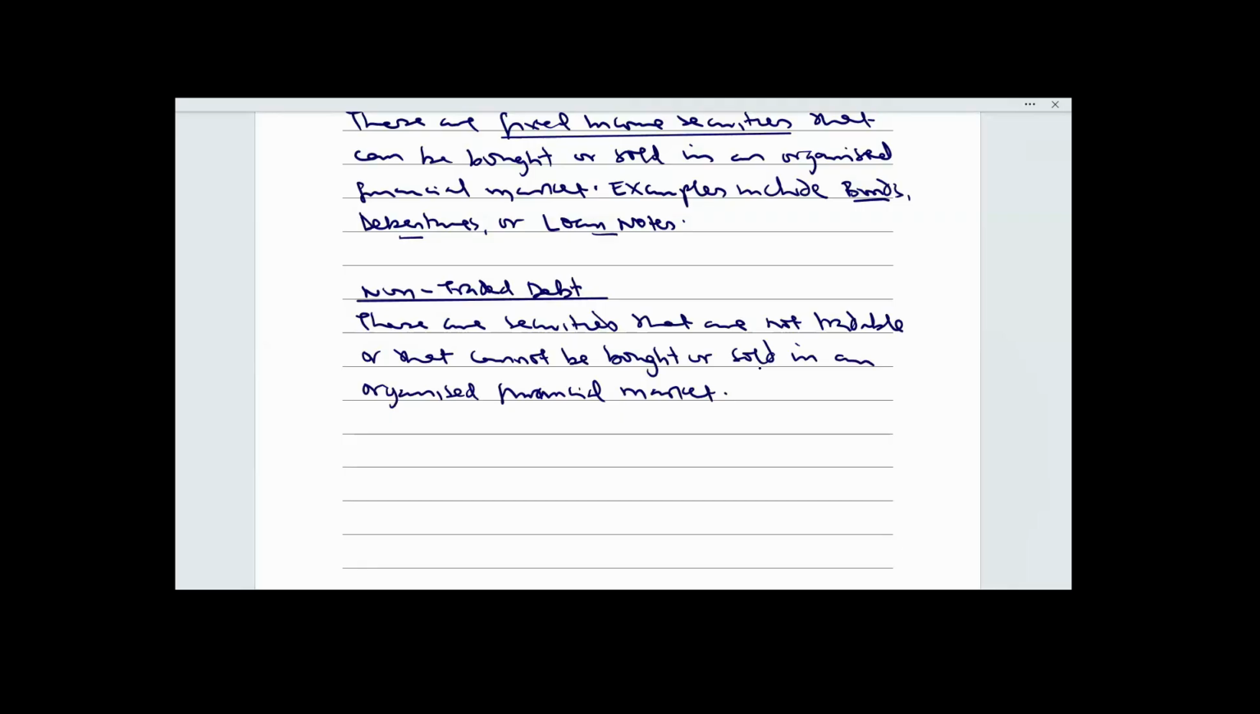Who can tell me one example of non-traded debt, if you have an idea? Raise your hand. Give me one example. It's very common. It's something every one of you is familiar with. Commercial papers? No. When you talk about commercial paper, you can sell it. You can trade with it.